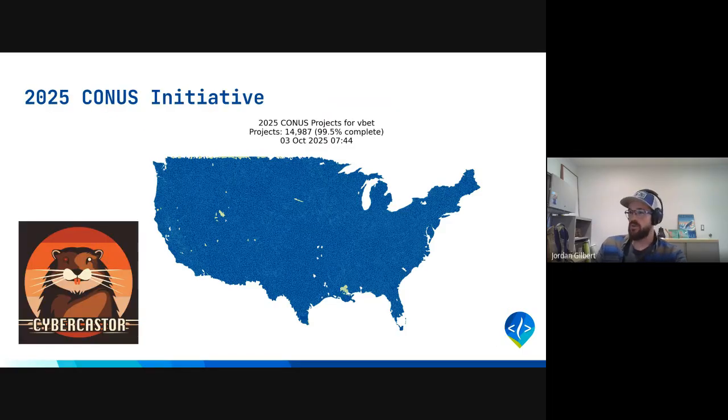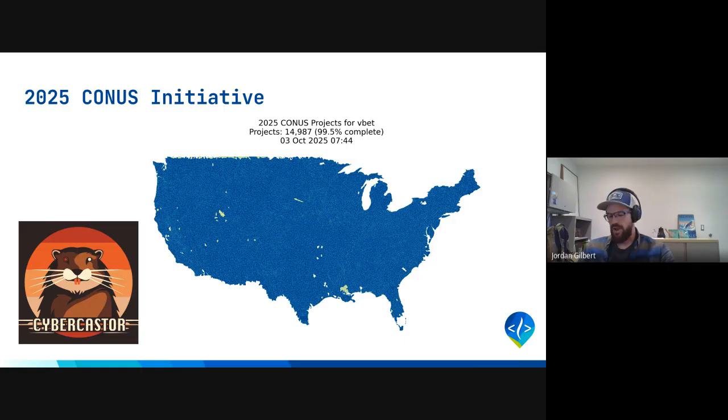So the CONUS 2025 initiative was this effort funded primarily by the BLM to run the valley bottom extraction tool across all of the conterminous United States, so the lower 48. And this is possible due to a tool that our collaborators with North Arrow Research have come up with, we call Cybercaster. It's essentially this really cool cloud computing platform that allows us to run these models on virtual machines and do that at a huge scale.